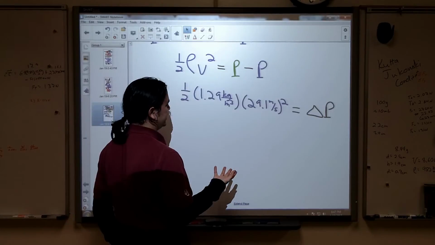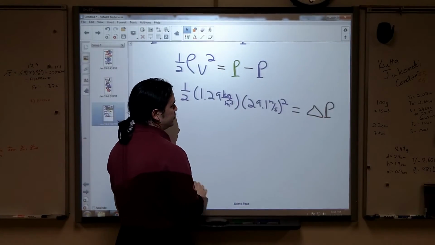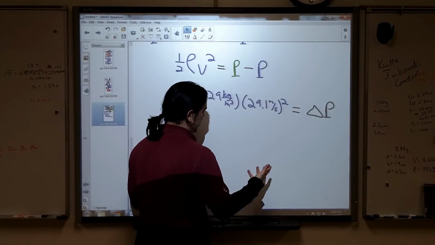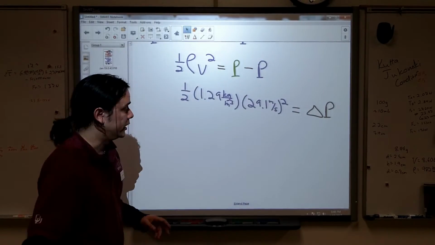Delta is usually final minus initial, but we're going to see that we can also apply it in times when it's a difference between one location and another. I wouldn't necessarily call it a change, but you can if you'd like. Go through and I solve this.